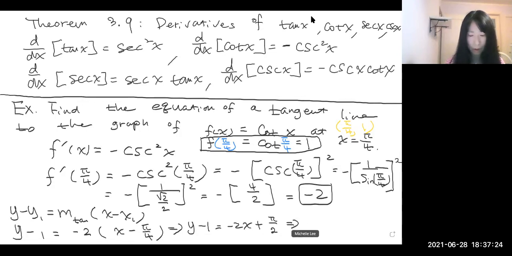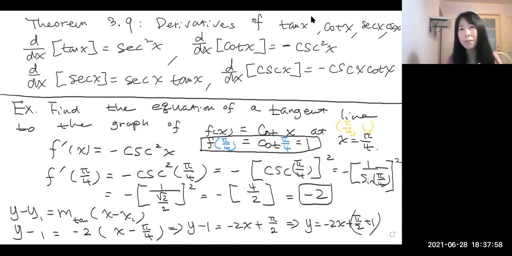Okay. Then what do you get for this one? Let me see. We get y equal to negative 2x plus pi over 2 plus 1. Okay. Just a real number. Is it okay? Yes or no? We did so many times to find the equation of a tangent line, but this time it's just one of a trig function. Is it okay? Yes or no?